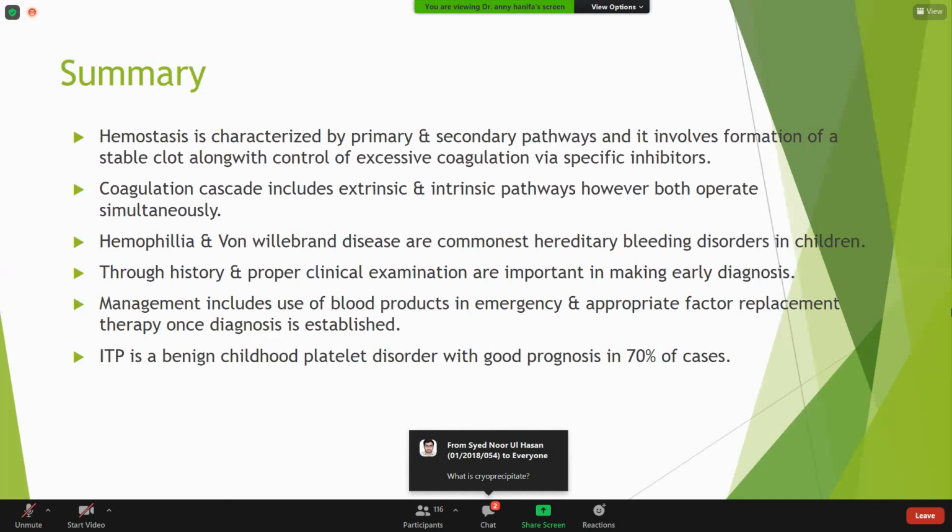Okay, what is cryoprecipitate? Cryoprecipitate is a part of the plasma. Whenever we take blood from any donor, we divide it into 3 components. One is the packed red blood cells, second is the platelets, and the third is the plasma, which we call fresh frozen plasma. Now, this fresh frozen plasma contains all the clotting factors, including factor 1 to factor 12, as well as protein C and protein S. So it contains all types of factors.